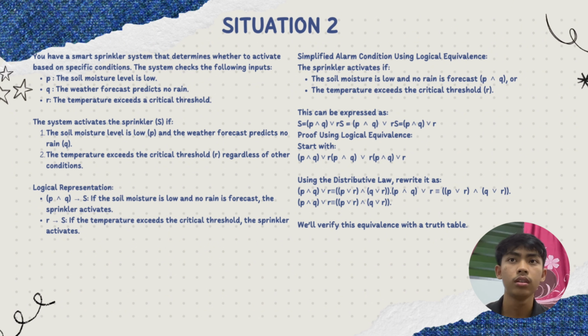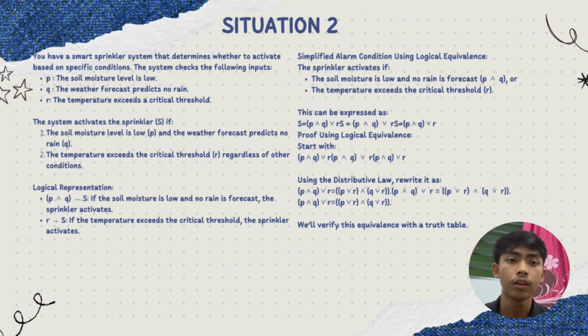So by combining these conditions, we simplify the logic into a single expression, which is S equals (P and Q) or R. This means that the sprinkler will activate if the soil is dry and no rain is forecast, P and Q, or the temperature exceeds the critical threshold, R.